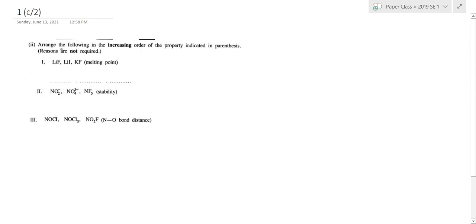Okay. Arrange the following in the order of the property indicated in parentheses. Reasons are not required. Melting points. The cation is common. In here the cation is common. Lithium and lithium iodide. First consider potassium and lithium first. What happened to the atomic radius? Atomic radius increases. Potassium is somewhat larger, lithium is somewhat smaller.